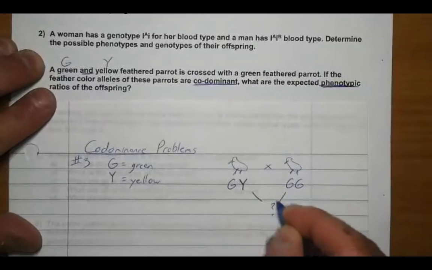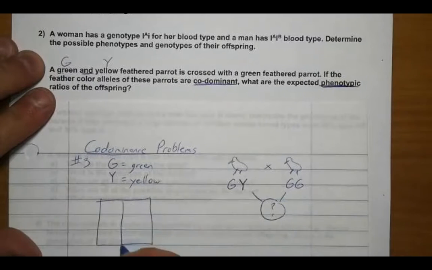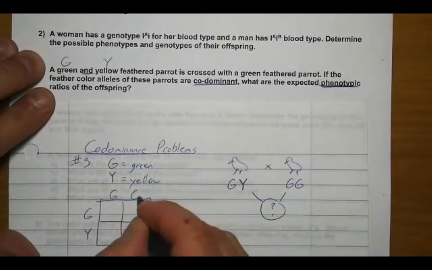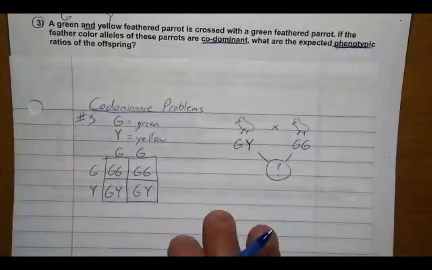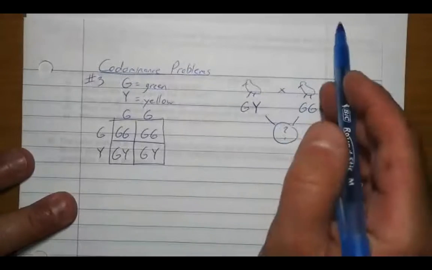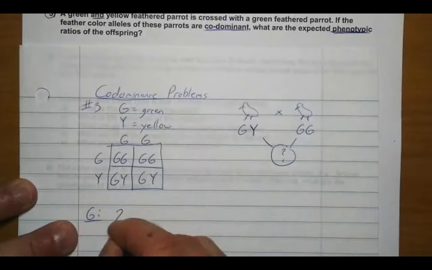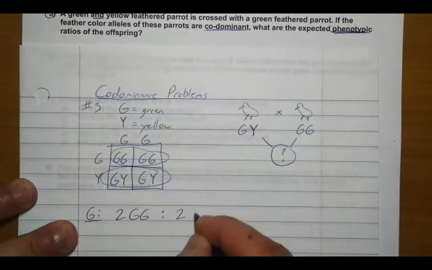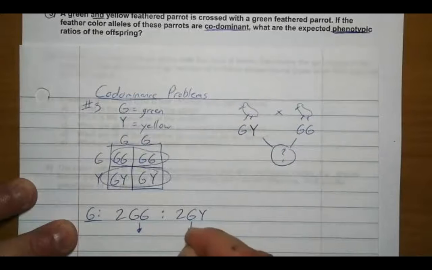Okay, so we don't know. So question mark. So when it's question mark children, we go to Punnett square, put this genotype here, put this genotype here: GG, GY, GG, GY. Okay, so then I know I don't care about the genotypes, but I need the genotypes to figure out the phenotypes. So for genotype, I got 2 GG right there. And I got 2 GY right there.